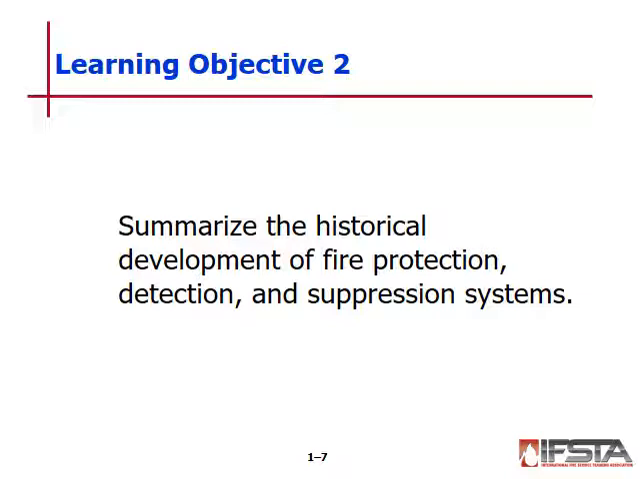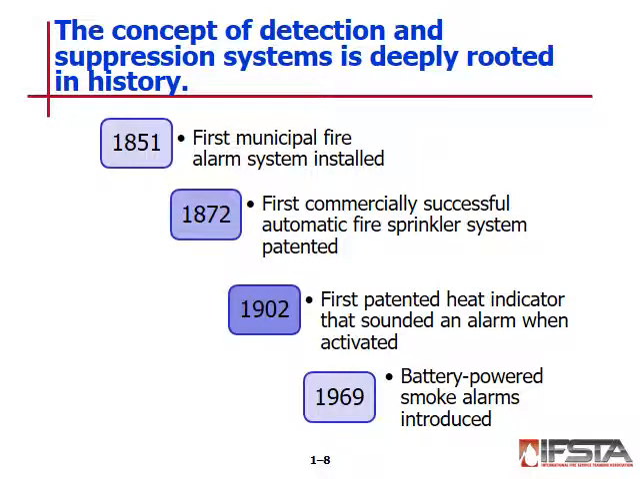The first fire alarm system was installed around 1851. Now, this was a municipal alarm system that used a telegraph to notify the fire departments of a fire.